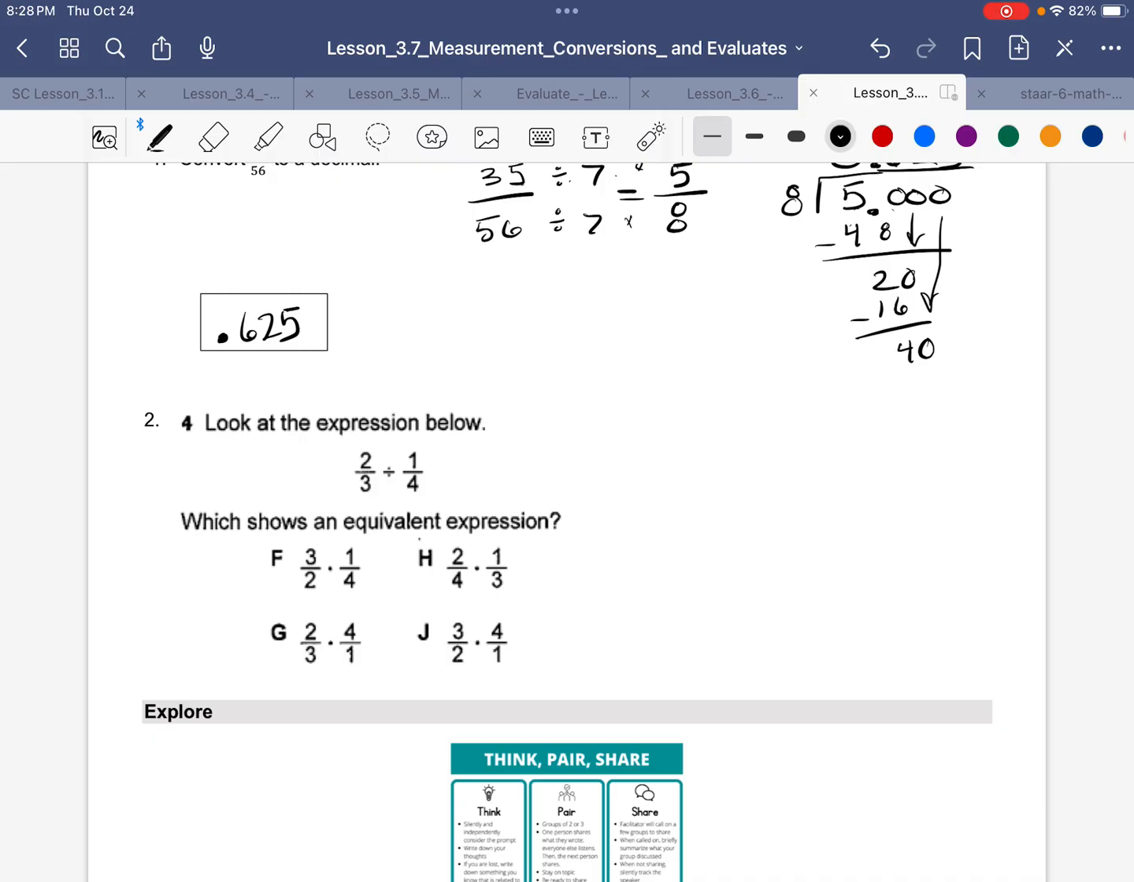Look at the expression below. Okay. So with that expression, it says which one is equivalent. So you're looking at the 2/3 divided by 1/4. We know if we were going to work out the division with a fraction, we would keep, change, flip. Keep, change, flip. So keep our first fraction, change the sign, and flip our second fraction. So we're looking for 2/3 times 4/1. There it is. That was it for that.